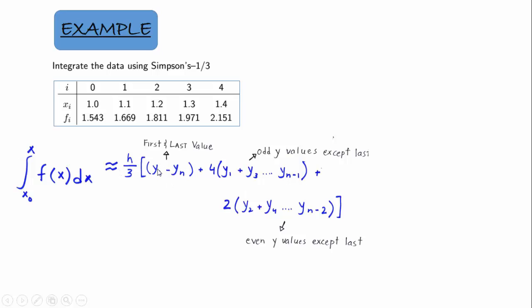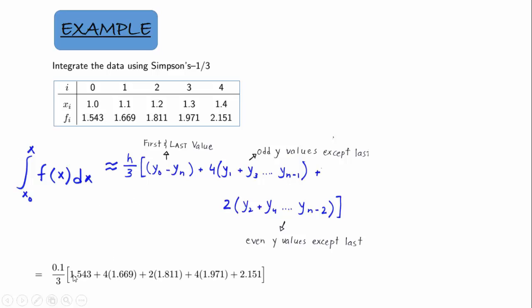We can see that these are the first and last values, y0 and yn, in this case y4. These are the odd values in between the first and last values, that in our case will be the first and third value, and these are the even values except the last one, in between the first and last values, that will be the second value in this case. H is defined as the increment in x values, so we have a 0.1 increment here.